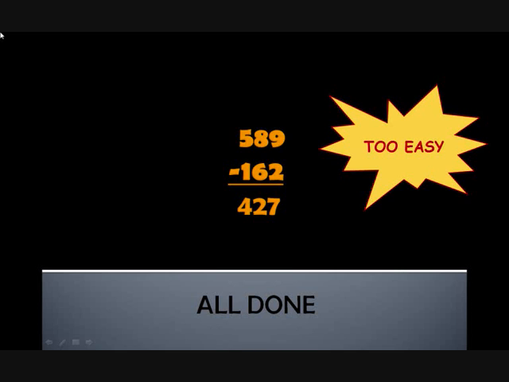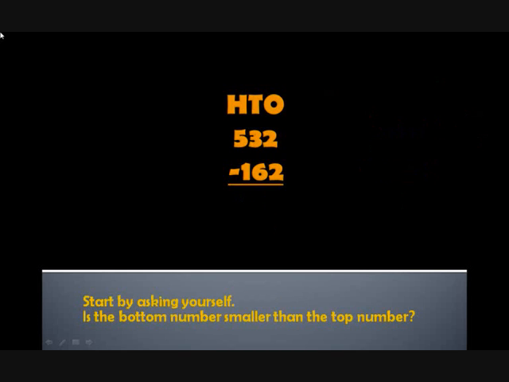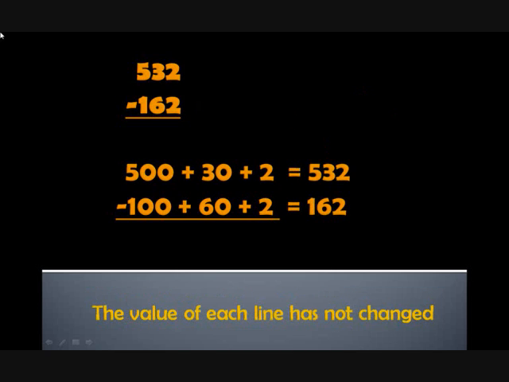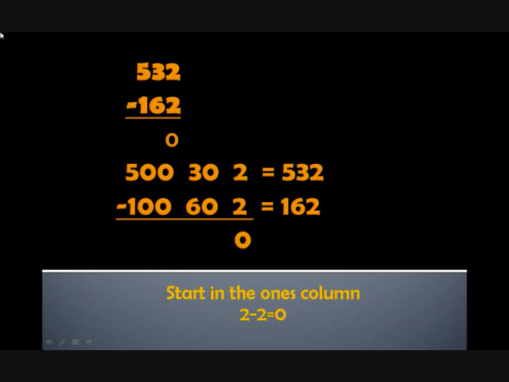Okay, all done. Now I can hear some people out there saying that's a little bit too easy, so let's move on to something a little bit more difficult. Just like before, we'll start by asking ourselves a question. Is the bottom number smaller than the top number? Again, in this case the answer is yes, so we can move on. In this sum, I've rewritten it using the decomposition method so that you can see the hundreds, the tens and the ones columns expanded. Although each line of the sum has been expanded, the value of each line has not changed. To avoid confusion, I've taken away the plus signs off the bottom sum.